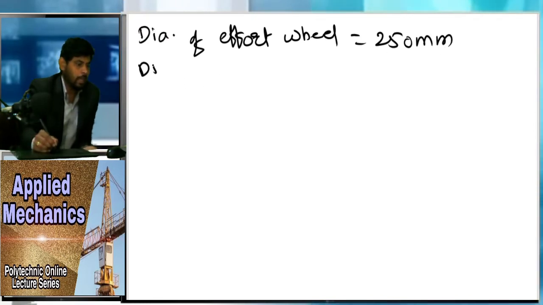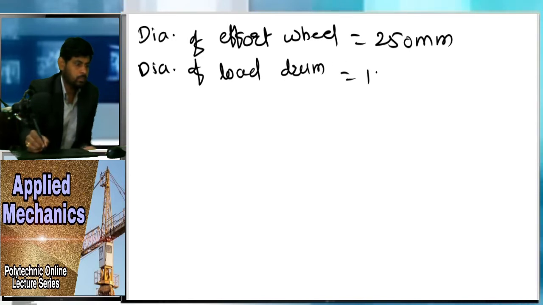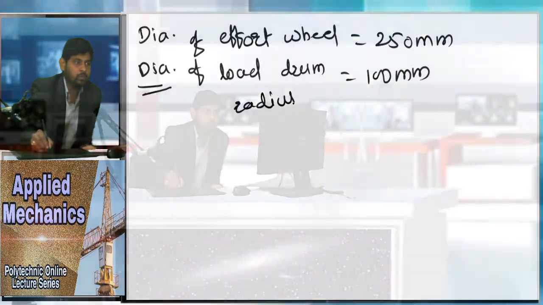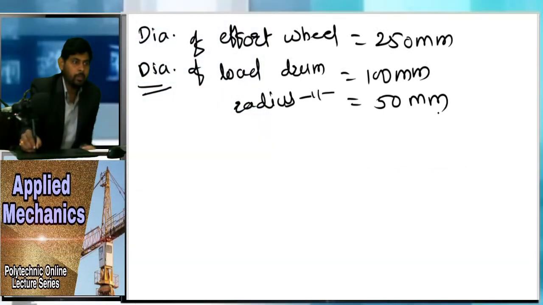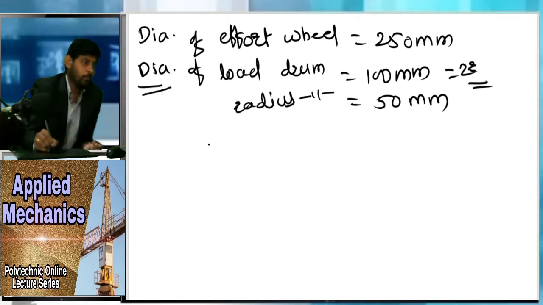After that, the diameter of the load drum is also given. Diameter of load drum is 100 mm. But we have R in the velocity ratio formula, so you have to convert this diameter into the radius of the load drum. Radius of load drum is 50 mm, because diameter is 2 times radius, right? So here we have found the radius of the drum.